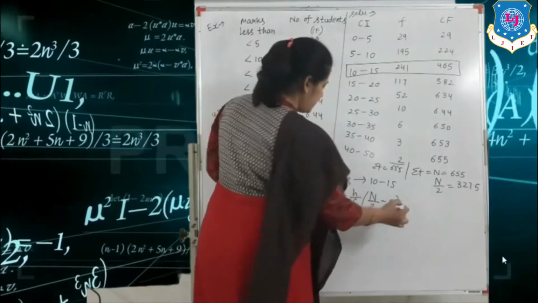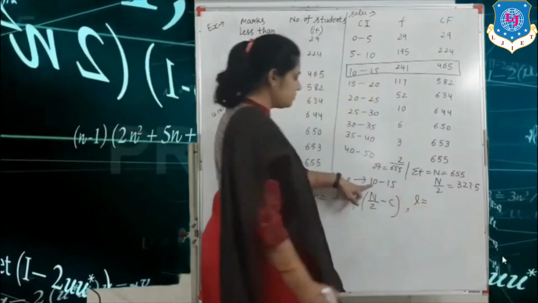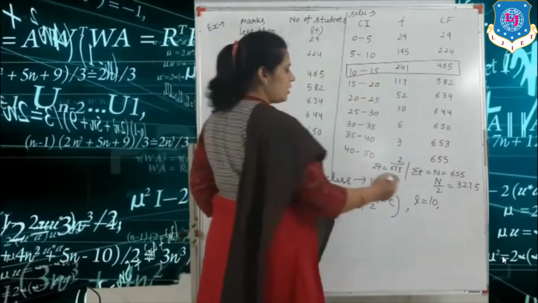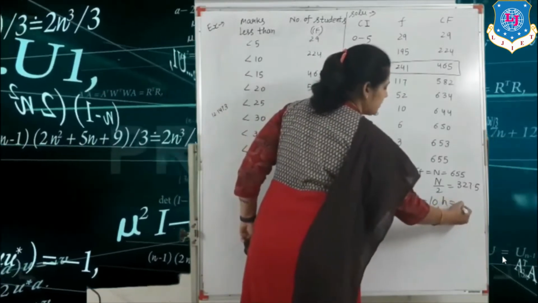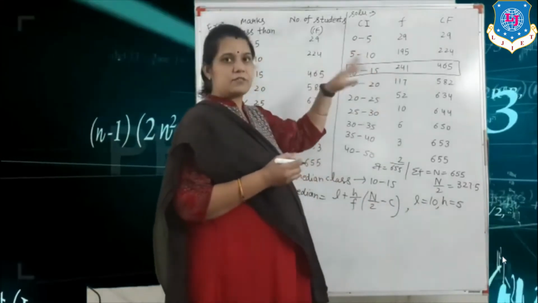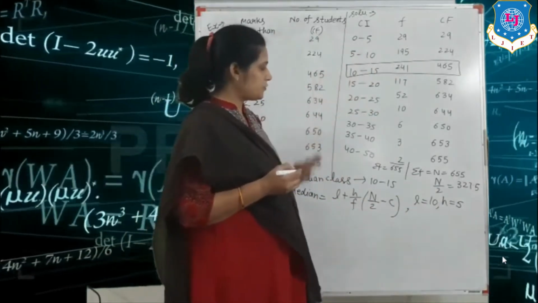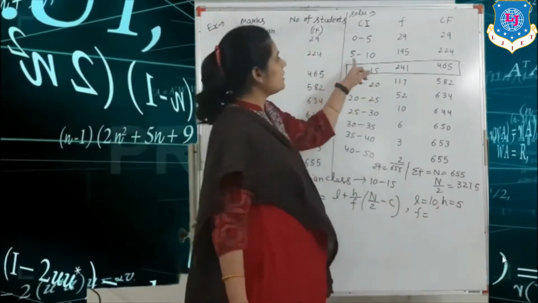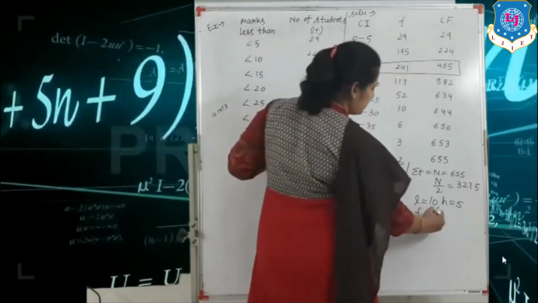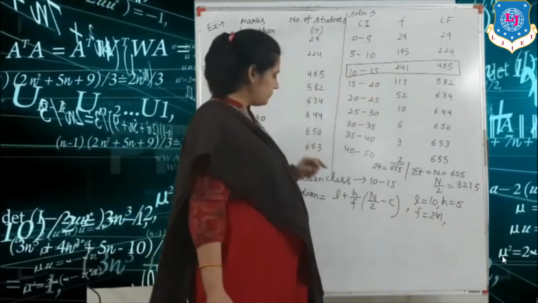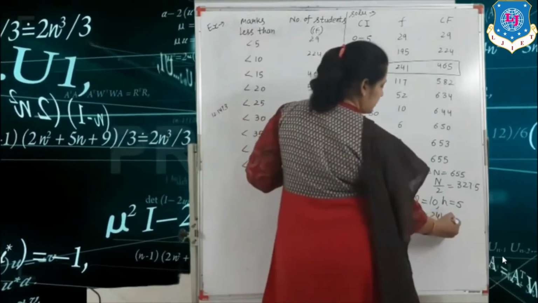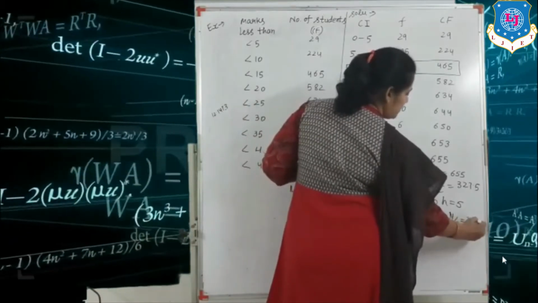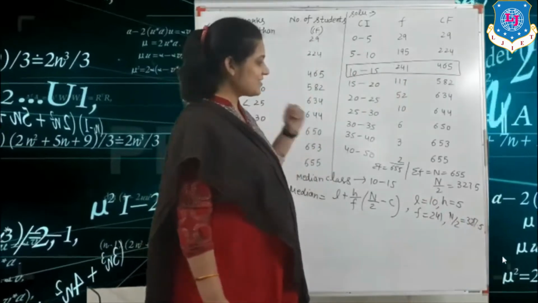So you write here, L is equal to what? L is equal to the lower limit of the median class, that means 10. Okay, h is equal to what? h is the width of the class interval, that means 5, because our difference is 5: 0 to 5, 5 to 10, 10 to 15, 15 to 20, 20 to 25. Okay, f is equal to what? According to this median class, f is equal to 241. So we write here 241. Okay, next one is n by 2. We already found the value of n by 2 is equal to 327.5.